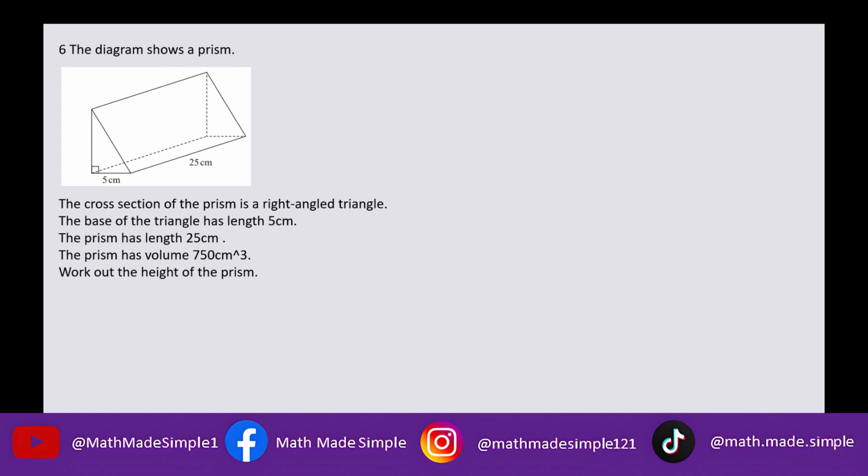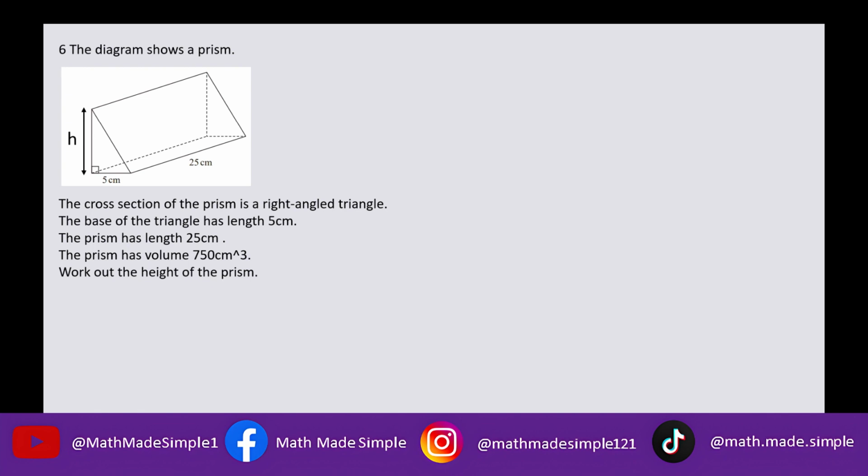So, first of all, I need to find out what information I have. The base of the triangle is 5 and the prism has a length of 25. That's already annotated onto the diagram, so I don't need to do anything. But I also have the volume, so I need to work out the height. First of all, I need a variable for the height, and I'll call it h for height. And I have the volume.